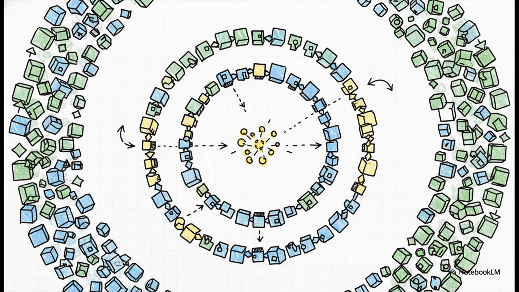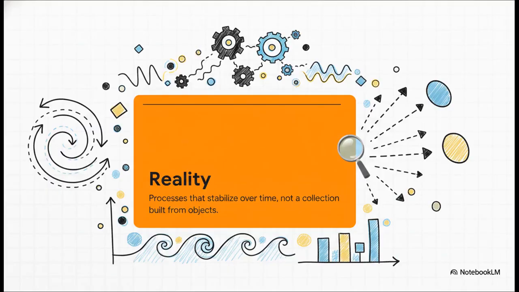To put that into perspective, a single drop of water contains more than a sextillion atoms, all furiously interacting right now. That's a billion trillions. From those microscopic subatomic fluctuations all the way up to towering galaxies, it's the exact same phenomenon, scaling up infinitely. The entire universe is a tapestry of emergent patterns. Which brings us to this ultimate defining concept. Reality is not a collection built from objects, but processes that stabilize over time.